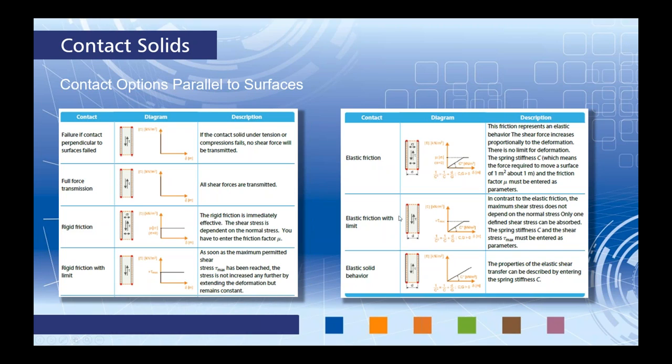Elastic friction with a limit. Same concept again, we still have that partial fixity defined with the spring stiffness constant C, but we will instead define tau max here instead of a friction coefficient factor. So once we reach that tau max, we will see no more increase within those shear stresses. And finally, elastic solid behavior, so nothing to do with friction or tau max, just purely a spring stiffness coefficient C. And with this, it's just pure partial fixity between those two surface elements.